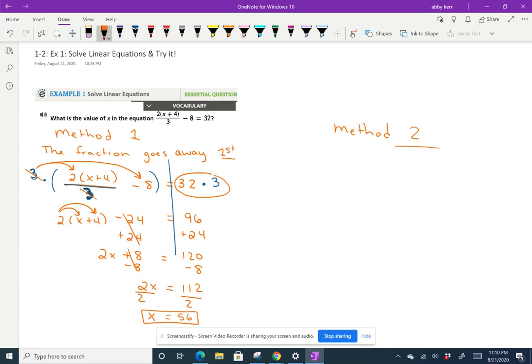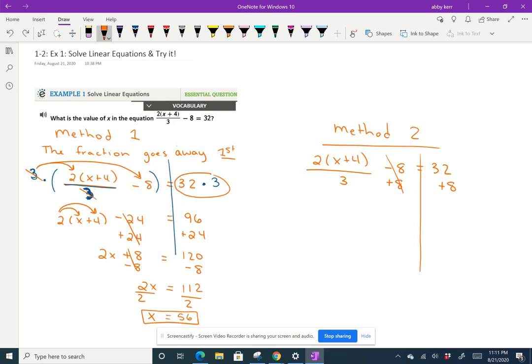Now, method 2, you see that minus 8 on the left-hand side? We take care of that first, which is just fine. So then we add 8 to both sides. Like I said, draw that wall if you need to. I'm not dealing with this fraction yet, okay?